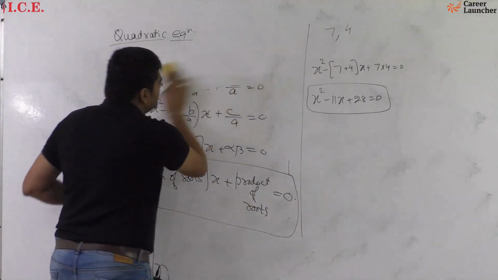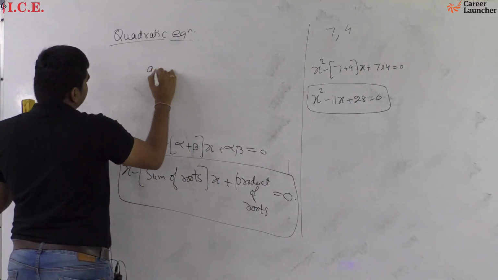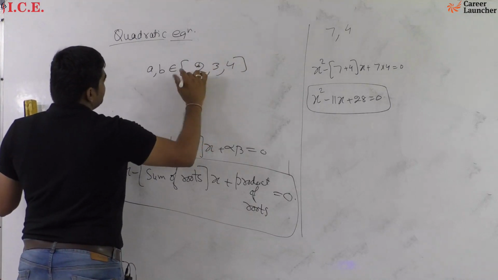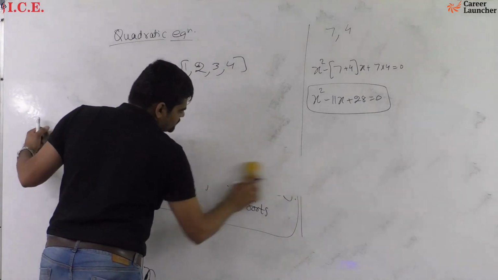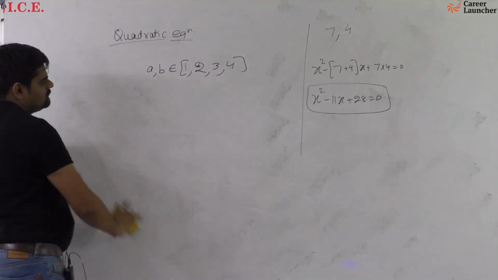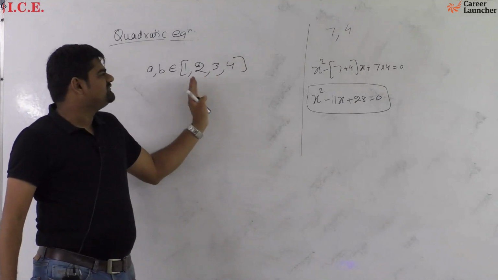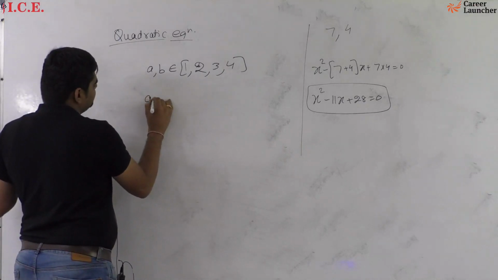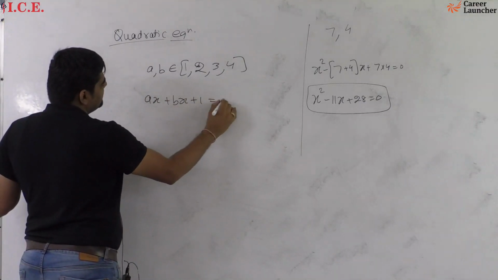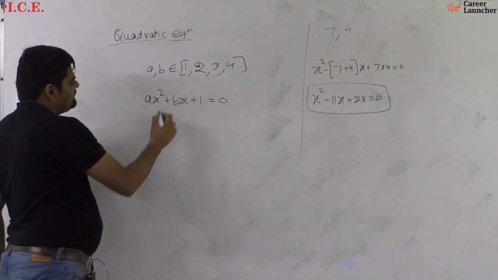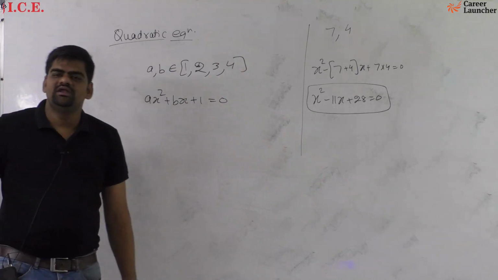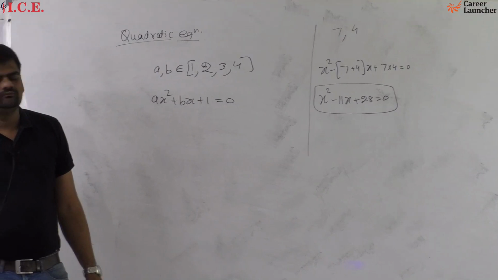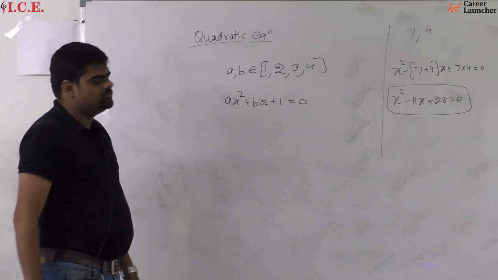So for example, write down, if a comma b belongs to 1, 2, 3, 4. What does that mean? That a and b can have values between 1, 2, 3 and 4 and they are integers, positive integers. Then how many real equations of the form ax square plus bx plus 1 equal to 0 can be formed?